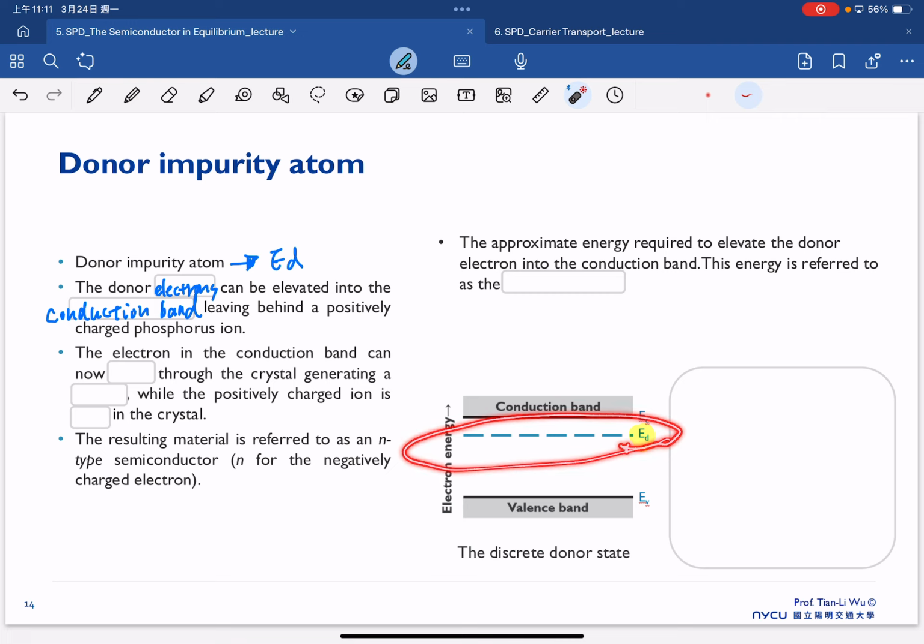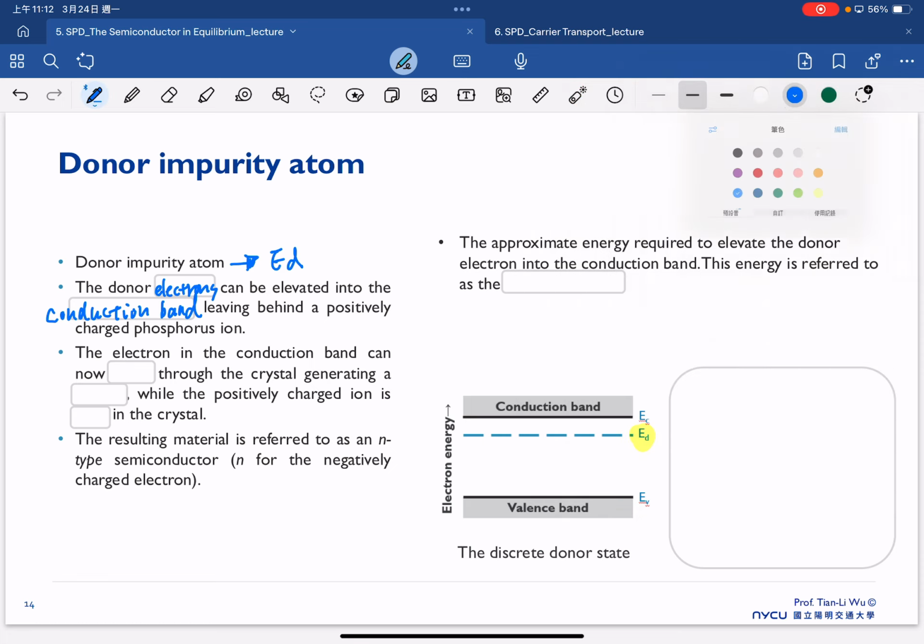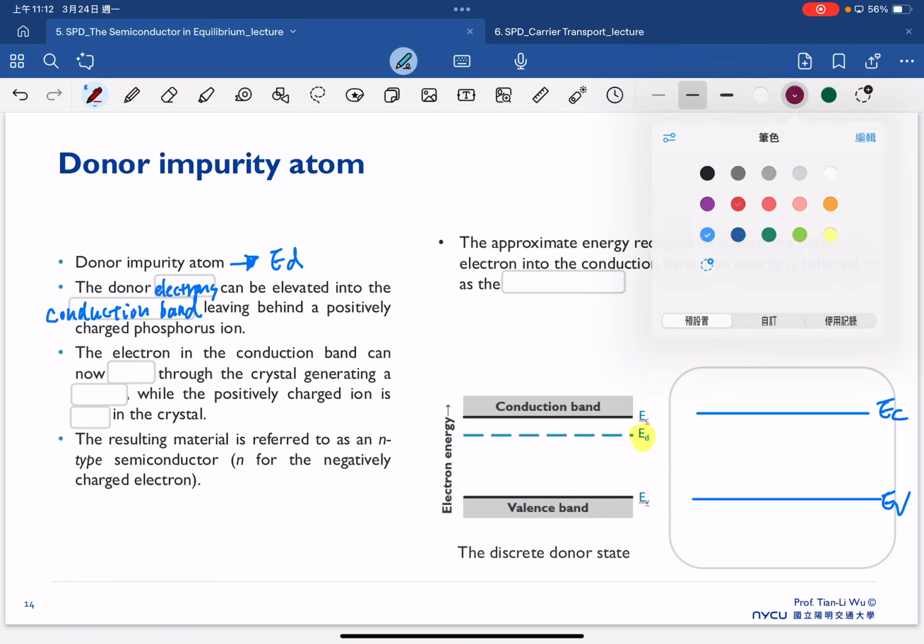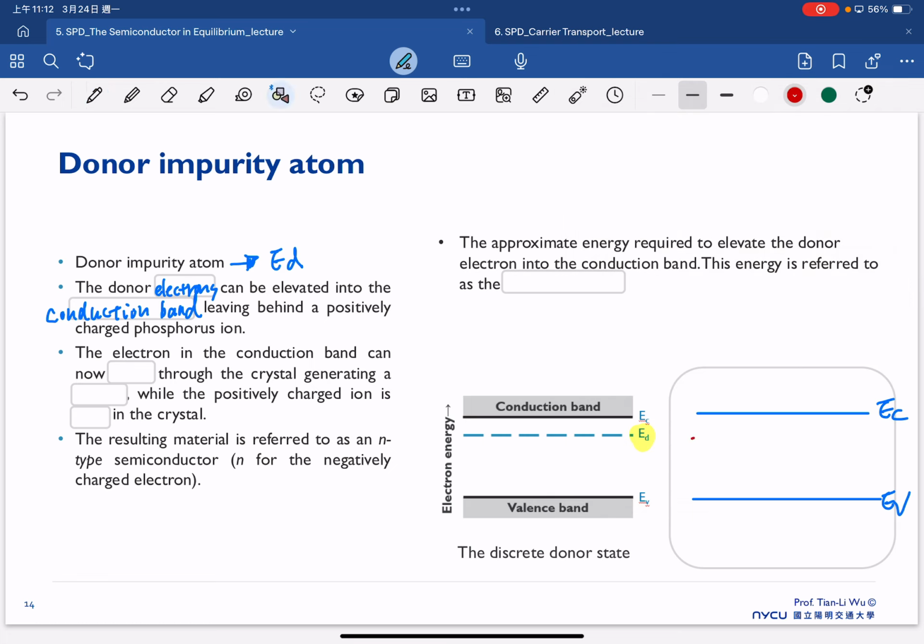But in the end, these donor impurity atoms can actually start to contribute to the current. And how do they contribute? This is by considering that we have the conduction band, we have the valence band, and we have the donor energy level, ED, here.